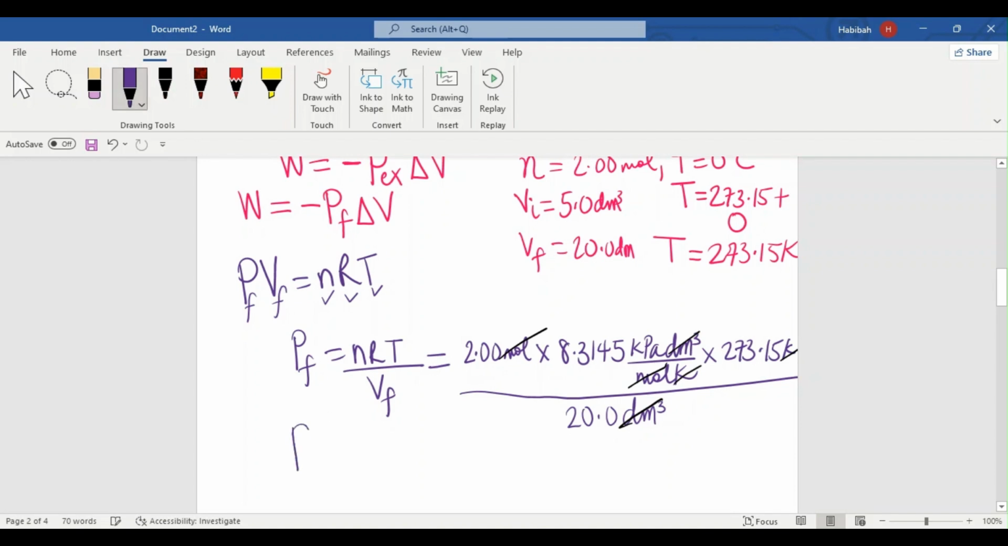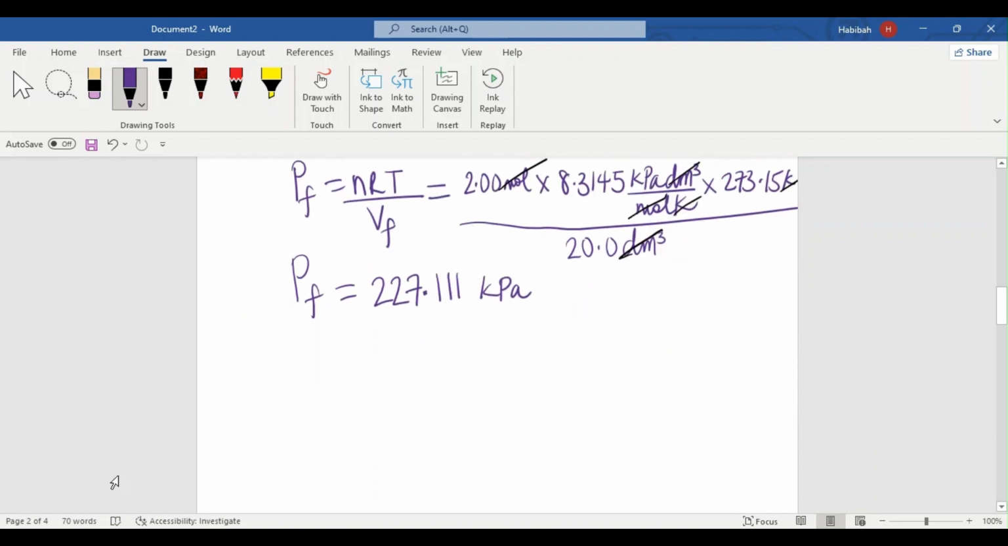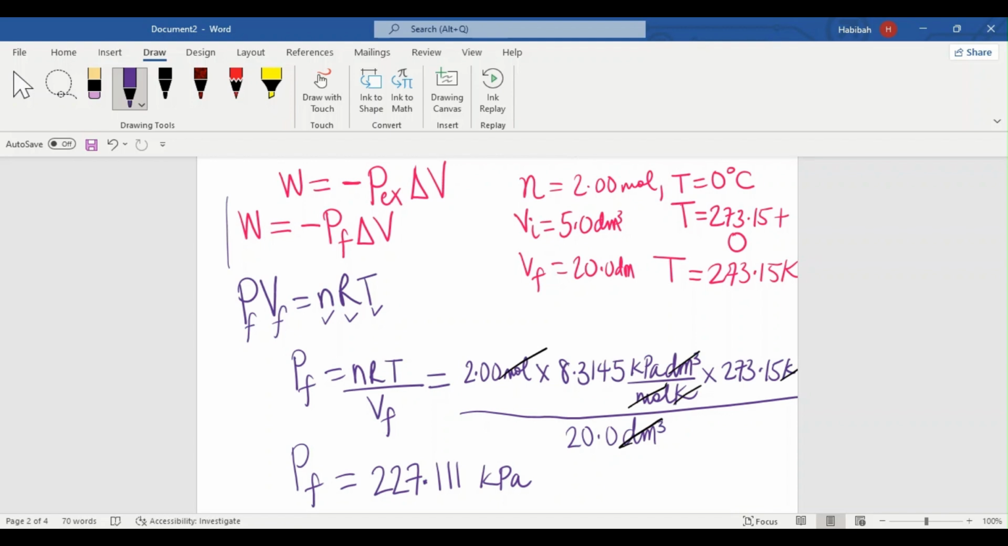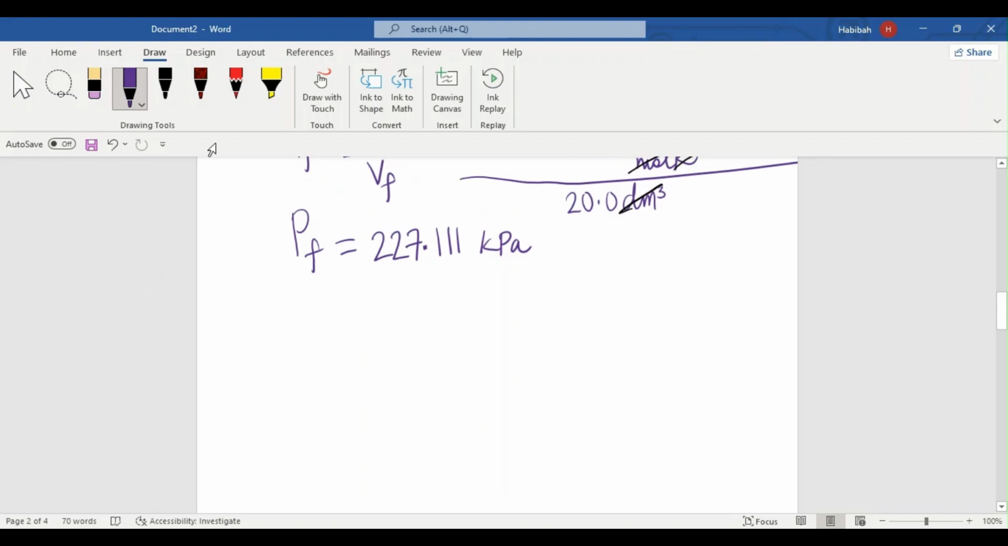Putting all of this information in our calculator, the P final ends up being 227.111 kilopascal. So basically 227.111 times 10 to the power 3 pascals, but let's just keep it in kilopascal. So we found the final pressure, the pressure we're going to use. Now don't forget what this question is: the formula is negative P times change in V. We know it's P final, and we've gotten what that is. Now we have to deal with change in volume.